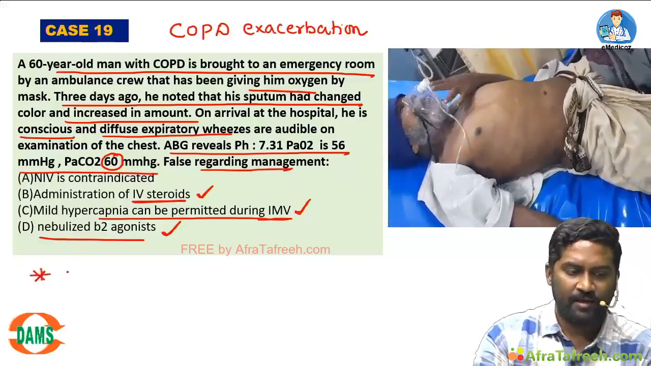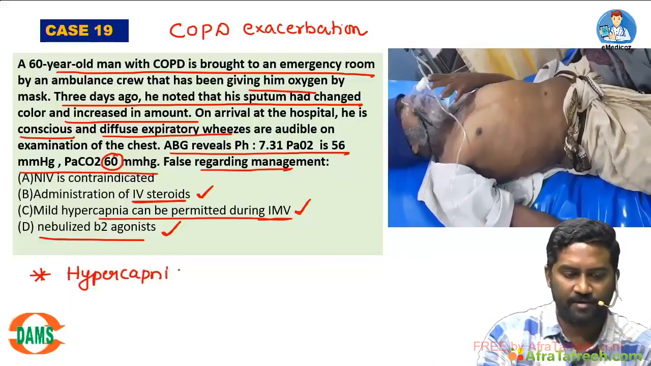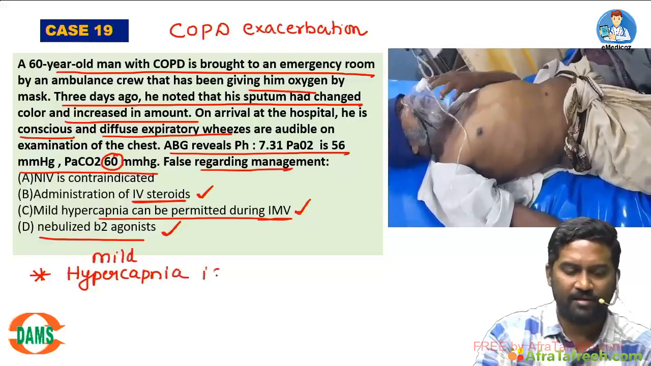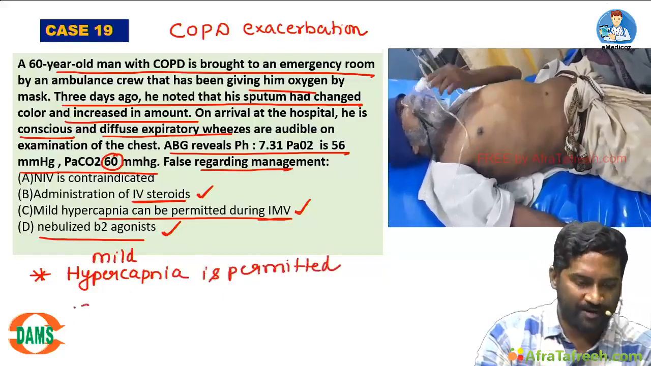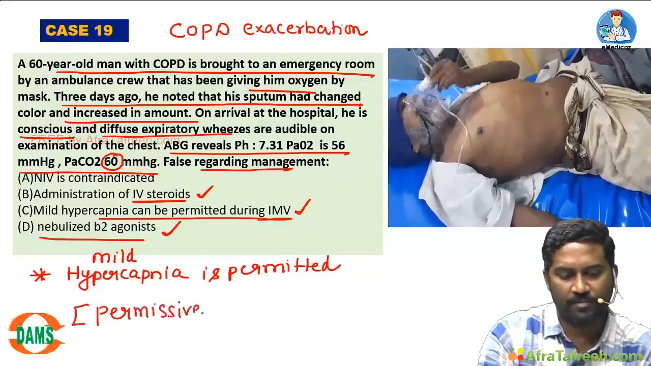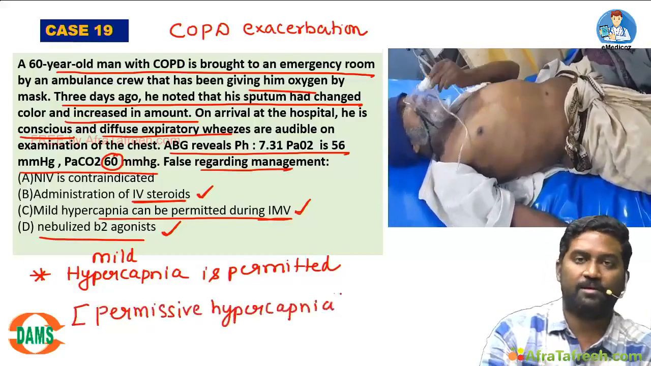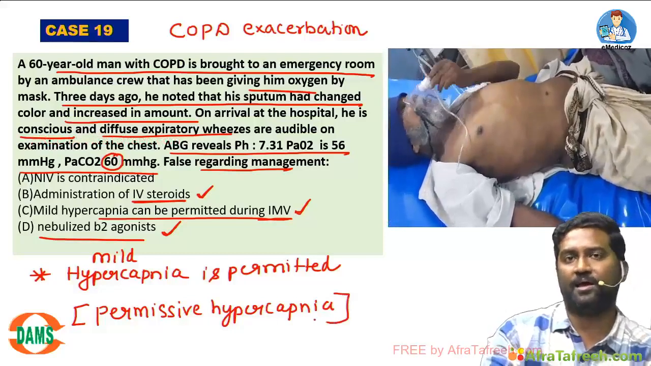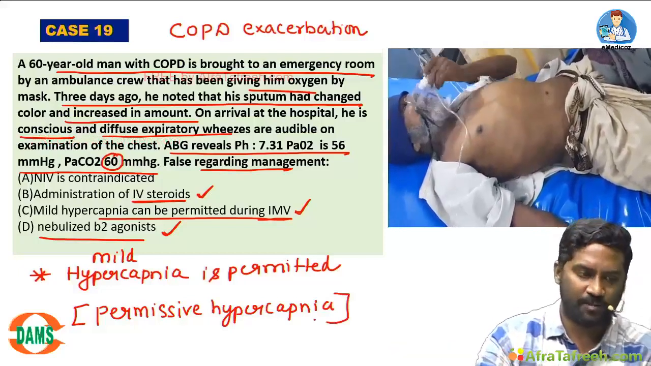You are permitting some amount of hypercapnia to happen. In COPD, mild hypercapnia is permitted. No need to worry about it. This phenomenon of permitting hypercapnia is also called permissive hypercapnia. You yourself are accepting hypercapnia. You yourself are giving permission for hypercapnia to happen. So this phenomenon is called permissive hypercapnia.